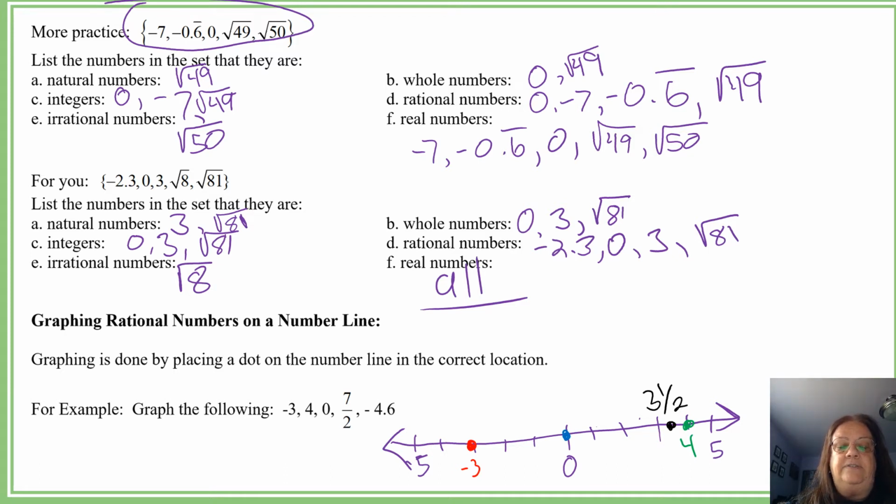And -4.6. Let's try the orange. -4.6. It's just over half. And somewhere along the line, I lost my dot. There we go. Yay. Okay. So that's how we graph these.